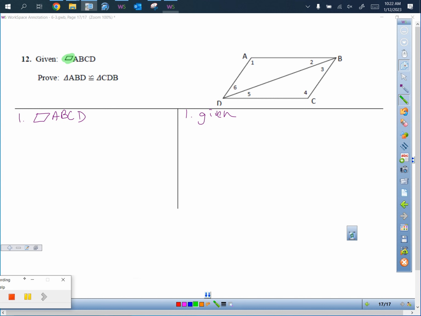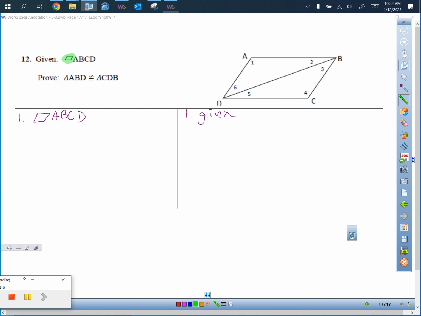One of them is side, side, side. What's another way? Angle, side, angle. What's another one? Side, angle, side. Angle, angle, side. Who's the weird one? Starts with an H. Hypotenuse, leg.